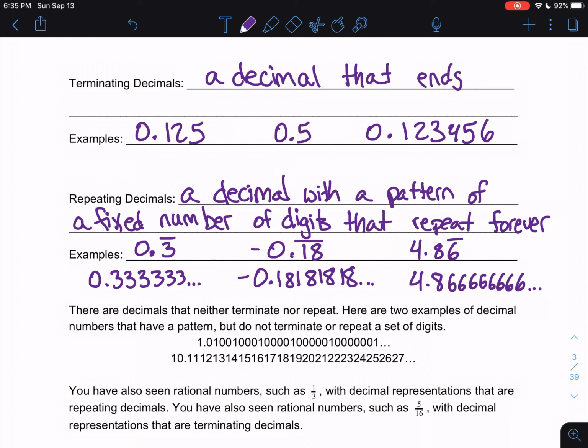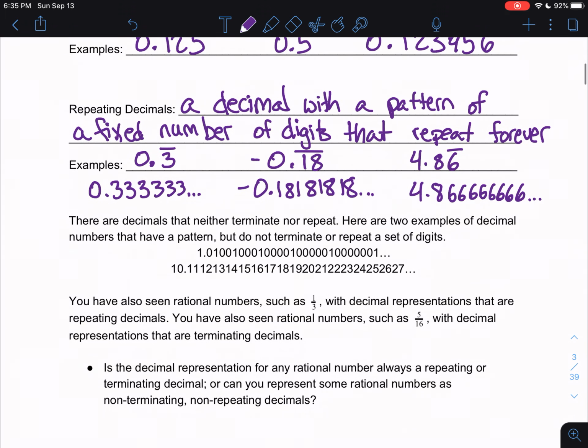Okay, so there are decimals that neither terminate nor repeat. And so here are 2 examples of decimal numbers that have a pattern, but don't terminate and don't repeat. So we have 1.01001, 0.0001, 0.0001, and so on. So go ahead and look at these two numbers and think, however you're learning right now, about what this pattern is and why it is not considered a repeating decimal.